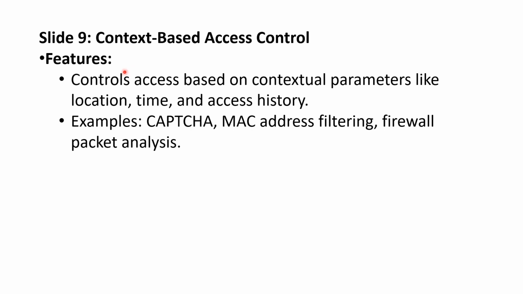Context-based access control. The features of CBAC: controls access based on contextual parameters like location, time, and access history. Examples of some CBAC are CAPTCHA, MAC address filtering, and firewall packet analysis.